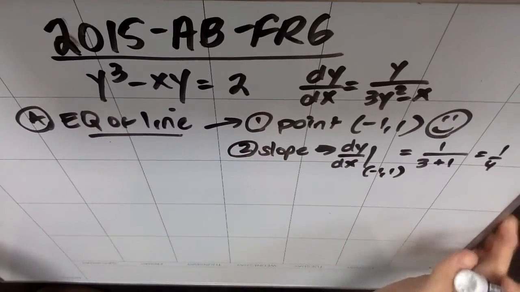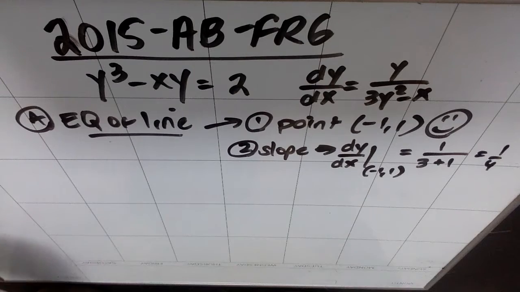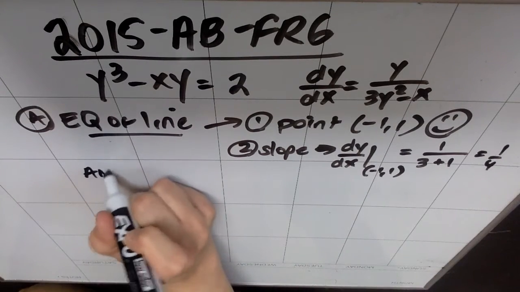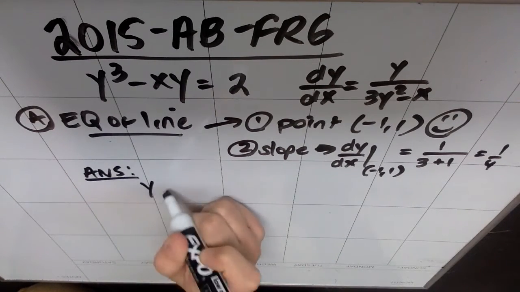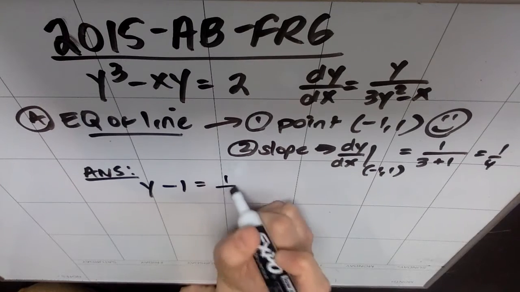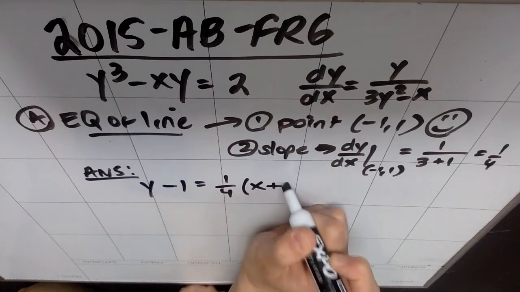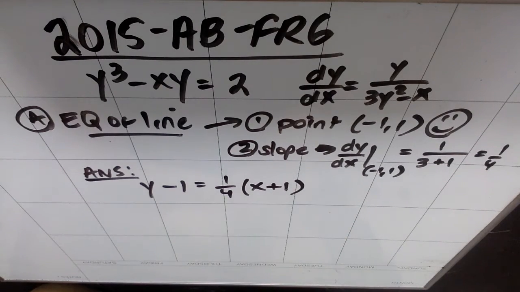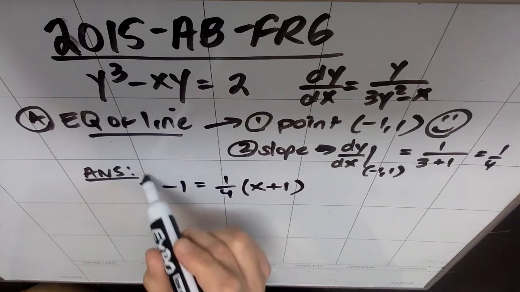So I'm like, hey, that's pretty cool, AP. You gave me a point and you gave me a slope. That means that I just have to write my answer in point slope. So y minus the y value equals m, 1/4, times x minus the x value. And that answer is absolutely, completely, and totally fine.